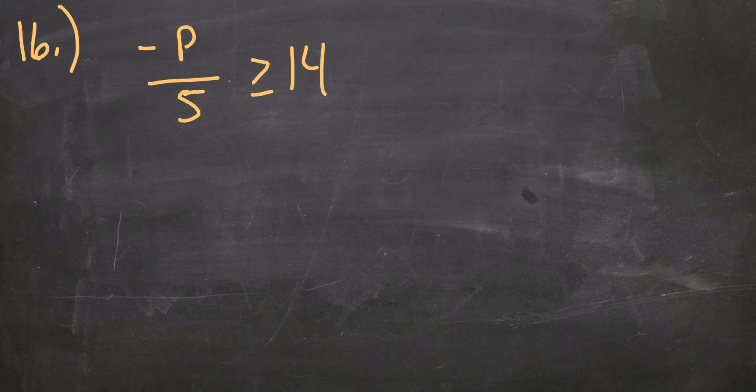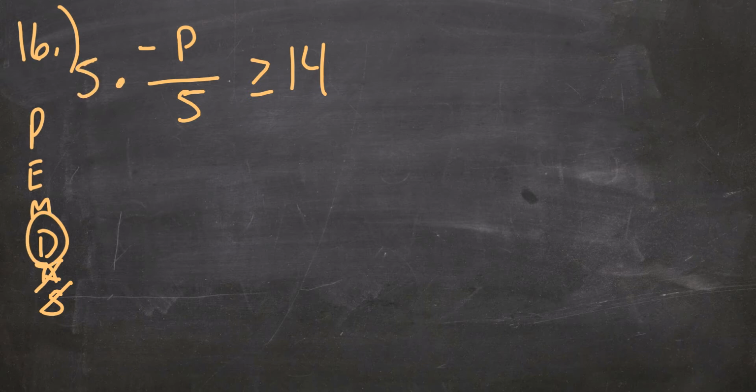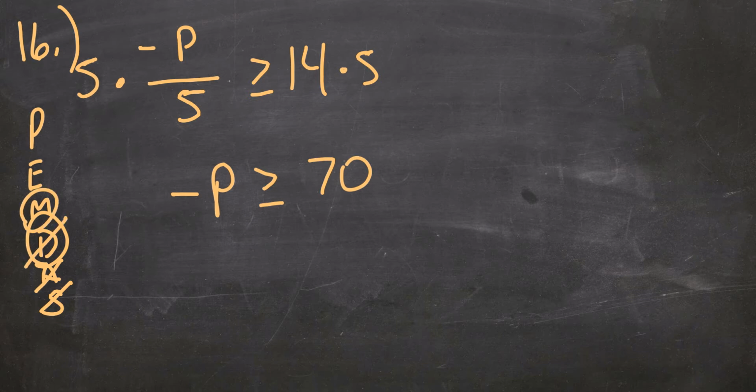And that's it. All right, number 16, I have one variable already, so it's just PEMDAS backwards. I don't see any subtraction, even though it's a negative p, that's not subtraction. Think of that as a negative 1 in front of the p, so multiplication. No addition. There's division. See that? Divide by 5. So to get rid of that, I'm going to multiply by 5. I get negative p is greater than or equal to 70. Now to get rid of that multiplication or get rid of the negative sign, I divide by negative 1.